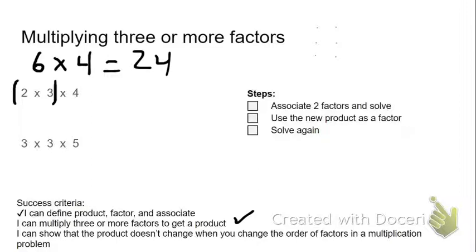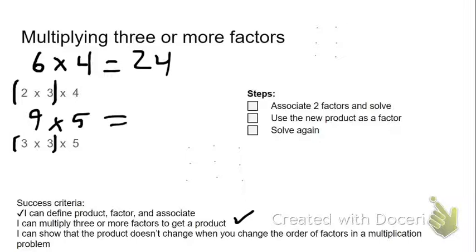Associate 2 factors and solve. 3 times 3 times 5. Well, here's these 2 factors. 3 times 3. That is 9. I can draw a picture if I need to. 1, 2, 3, 1, 2, 3, 1, 2, 3, 3, 6, 9. And then use the new product as a factor. So 9 times 5. It's a factor in my new problem. And solve again. What is 9 times 5?